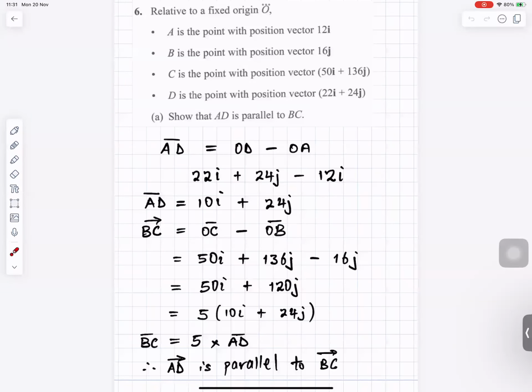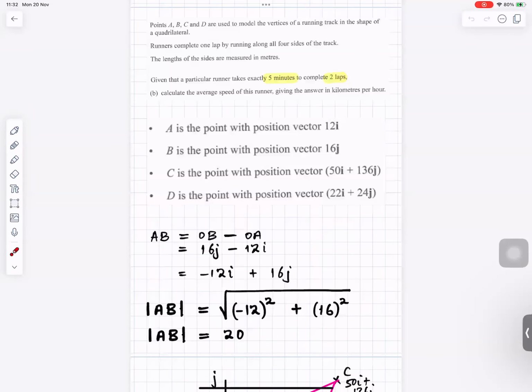Another way to write it is to leave the i's and the j's and just subtract them. So AD is 10i plus 24j, and BC is 50i plus 120j. Factorize 5, because 50 is 10 times 5 and 120 is 5 times 24. So 5 comes out, and this 10i plus 24j is the same as AD. So that means BC is 5 times AD. AD is parallel to BC. That's the conclusion.